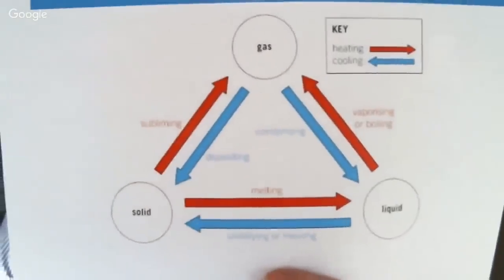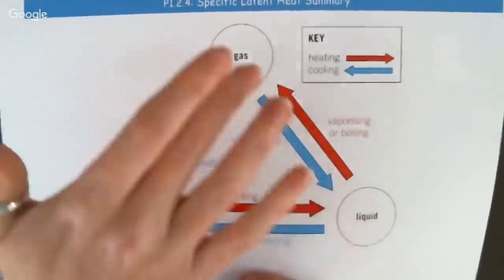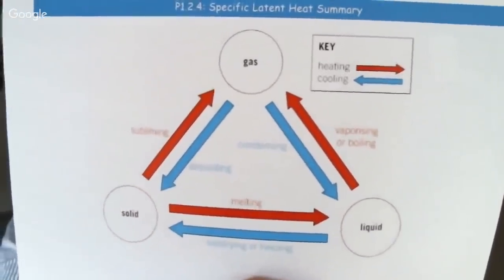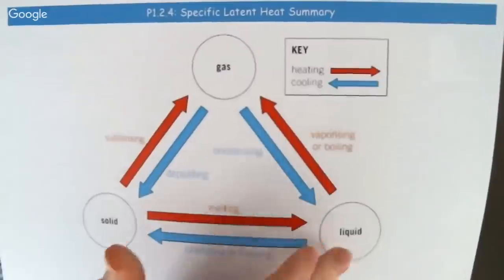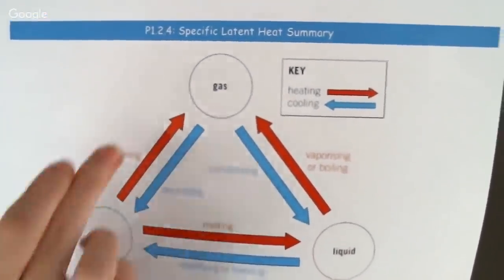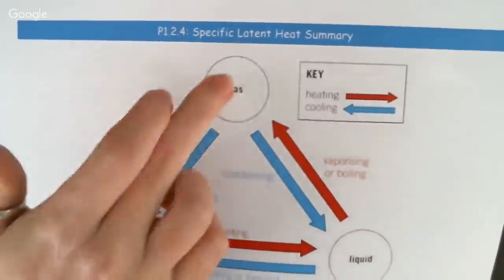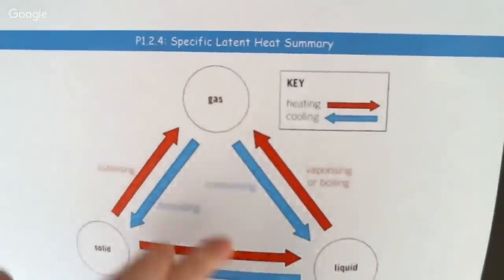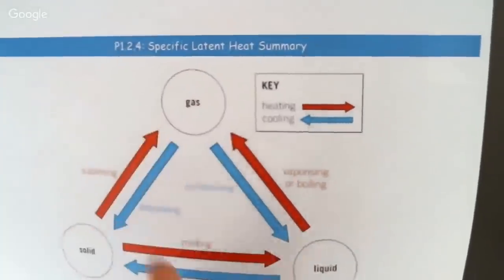The next thing that we come on to is specific latent heat. Hopefully we do remember these bits back from year 7. We've got solid, liquid and gas, and then we've got the names of the processes that change between them. Solid to liquid is melting, liquid to solid is solidifying or freezing. Solid to gas is subliming. Gas to solid is deposition or depositing. Gas to liquid is condensing, and then liquid to gas is vaporizing or boiling.